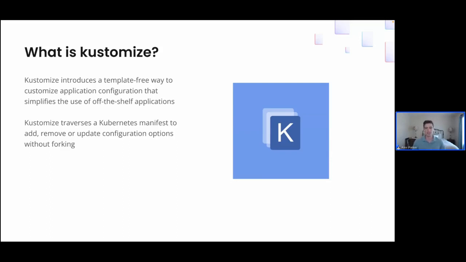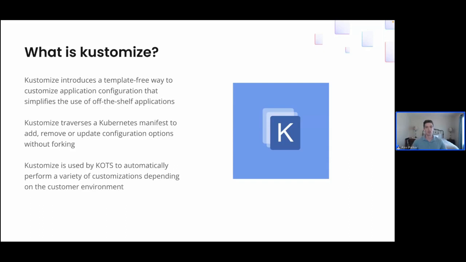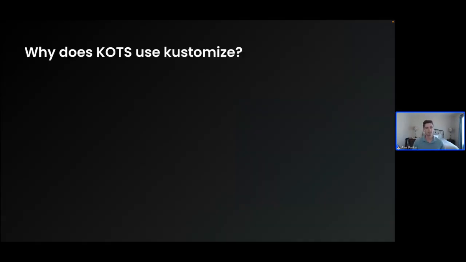This is very significant for KOTS because you're trying to deploy your application into heterogeneous customer environments that are going to have different requirements. So being able to use a single release, but change that release so that it works in each customer environment is very important. So that's how KOTS uses kustomize, to take that one release and manipulate it so that it works across all of your customer deployments.